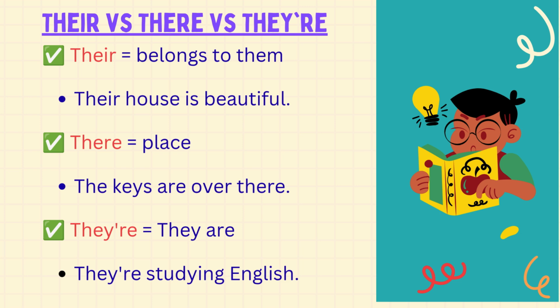What is they're? They're is a short form of they are. Example, they're studying English. They're playing football. They're my friends. Like that, you can use they're. Let's go to the next slide.